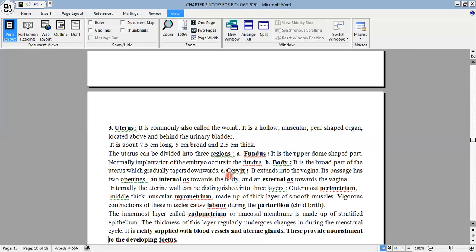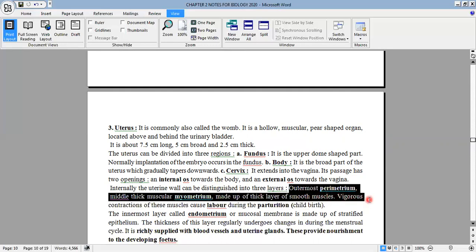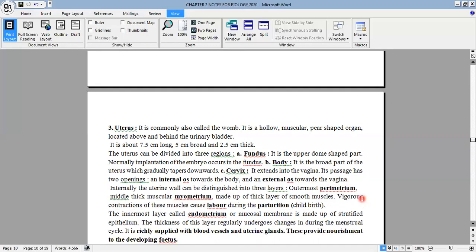The cervix extends into the vagina. The cervix has two openings, one on the inner side, one on the outer side. The internal os is towards the body, the external os towards the vagina. Internally, the uterine wall. Now here is the important part: the uterine wall has three layers. The outer part is called perimetrium, the middle wall is myometrium, and the inner wall is endometrium.